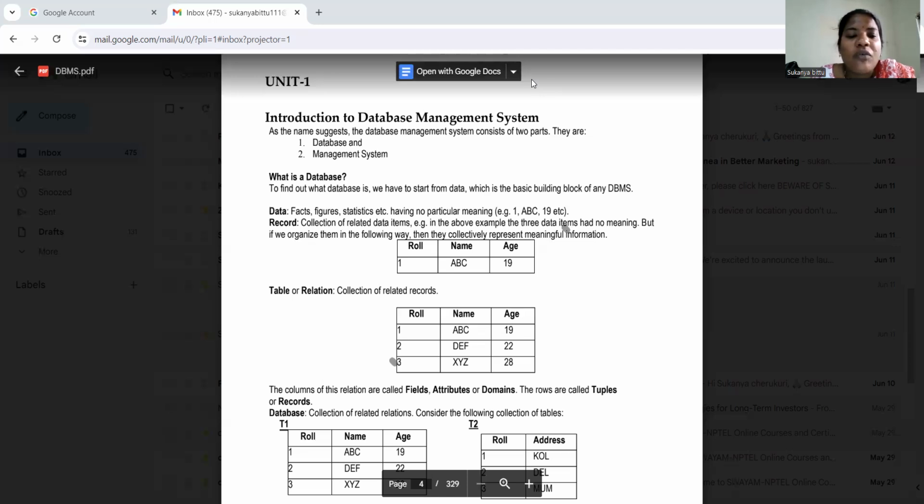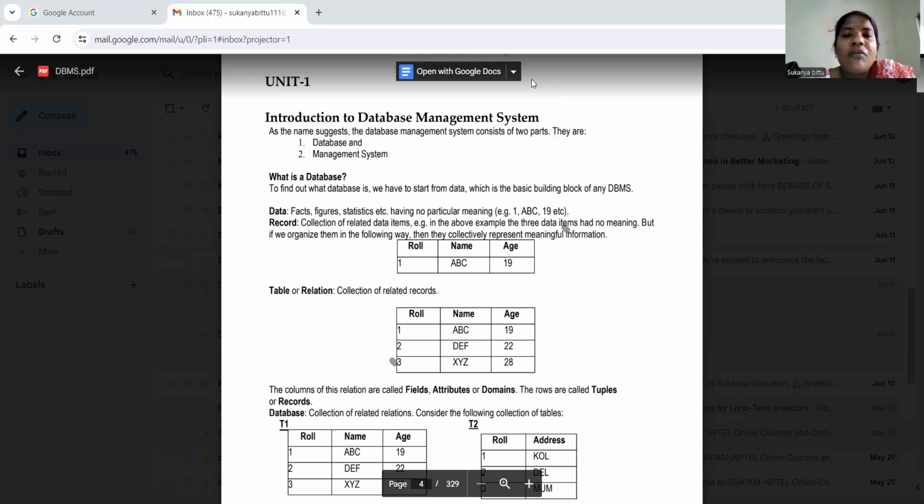So next, record: a collection of related data items. In the above example, there are three data items that had no meaning. But if we organize them in the following way, then they collectively represent meaningful information, right? So here one table is there: roll number, name, age. ABC is a character, age is a number. So these are the data.